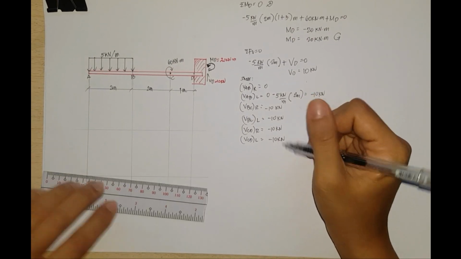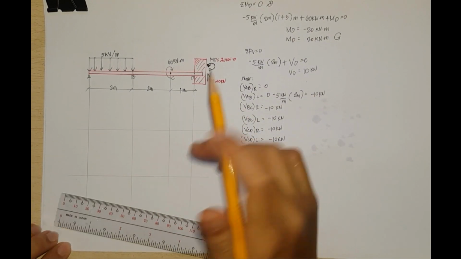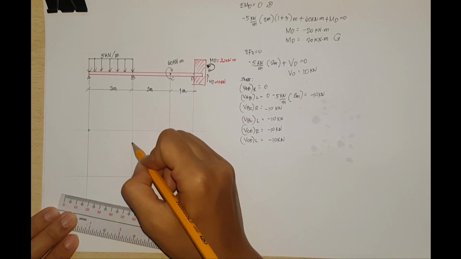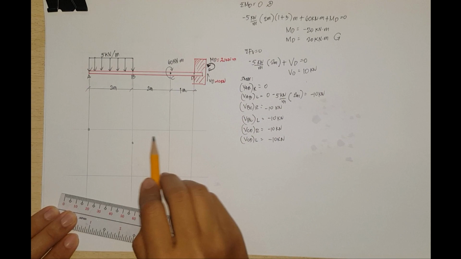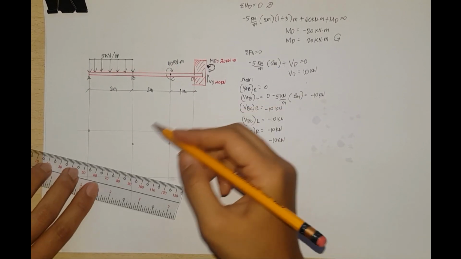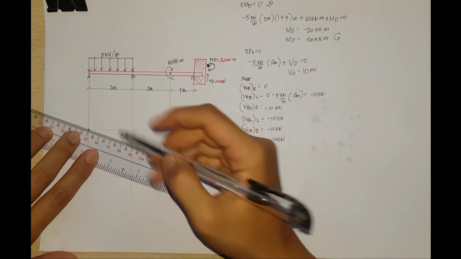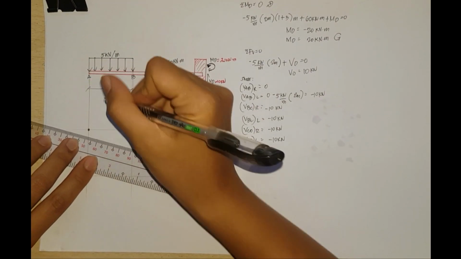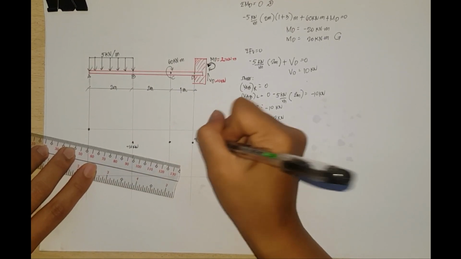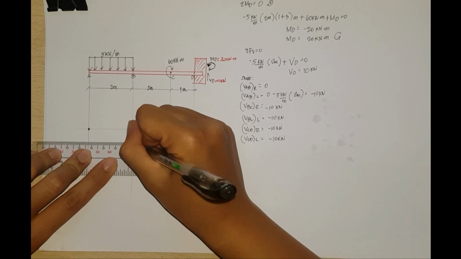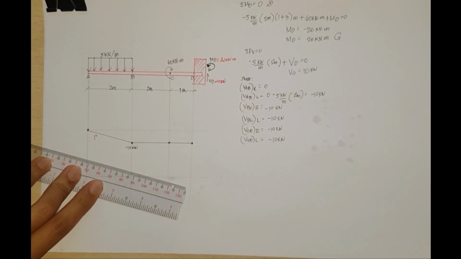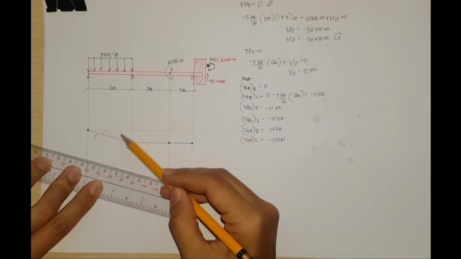So, if we plot it, we have 0 here, and then negative 10. Negative 10 at VCB. Negative 10 all throughout the diagram. So, this is negative 10 kilonewton. This is a 1 degree curve since the load is 0 degree. Therefore, this is now our shear diagram.